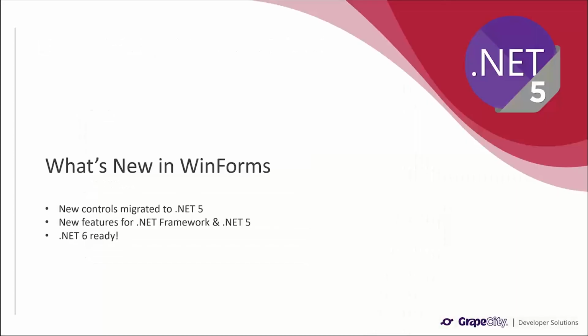All right, next, let's take a look at what's new in WinForms for 2021 V1. The main focus for us has been continuing to port our .NET Framework controls to .NET 5 with new controls, same API. We've also been able to add some much needed enhancements to FlexGrid and some others. And if you're wondering about .NET 6, all of our .NET 5 controls should work in the .NET 6 preview, as Microsoft has made the .NET 6 a seamless upgrade from .NET 5.